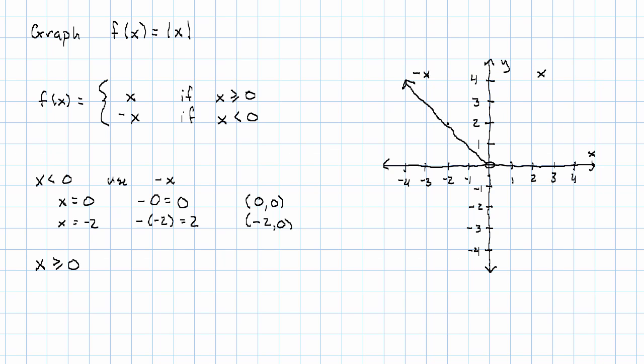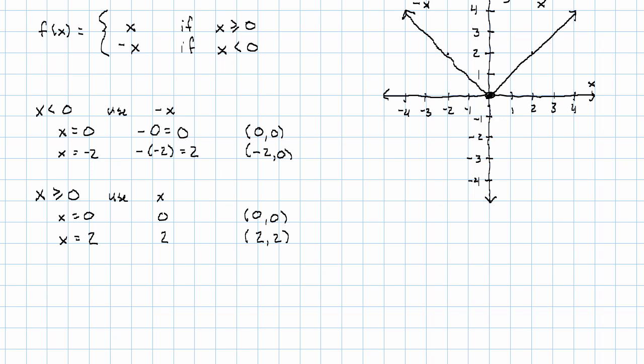When x is greater than or equal to 0, well, then we'll just use the expression x. For x is 0, we just get 0. So that's the point 0, 0. That gets a filled in dot. And now I'm going to pick, say, x is 2. So that will give us the point 2, 2. And that's the graph of the absolute value.